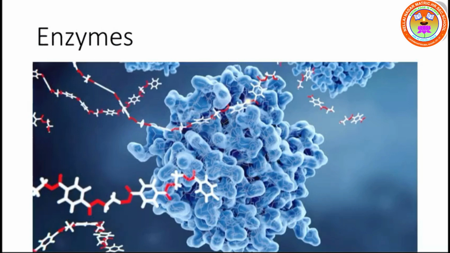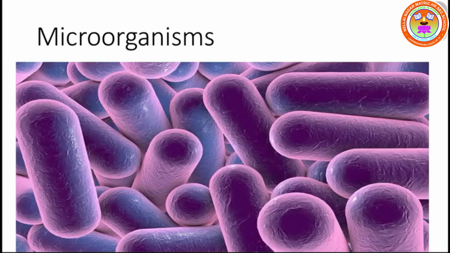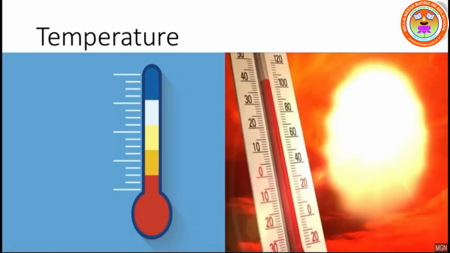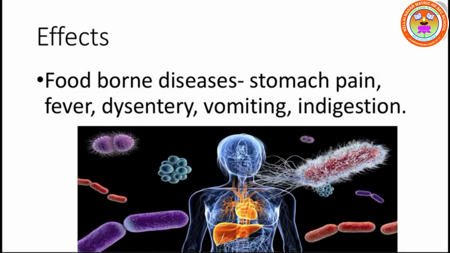Enzymes break down the tissues and contents of the food in different ways like oxidation, browning, and ripening. So the food items decay. Microorganisms such as fungi, yeast, and bacteria can grow well in low temperatures. They multiply in food and spoil them. Light produces color changes and also vitamin loss. Sometimes rise in temperature causes food spoilage.